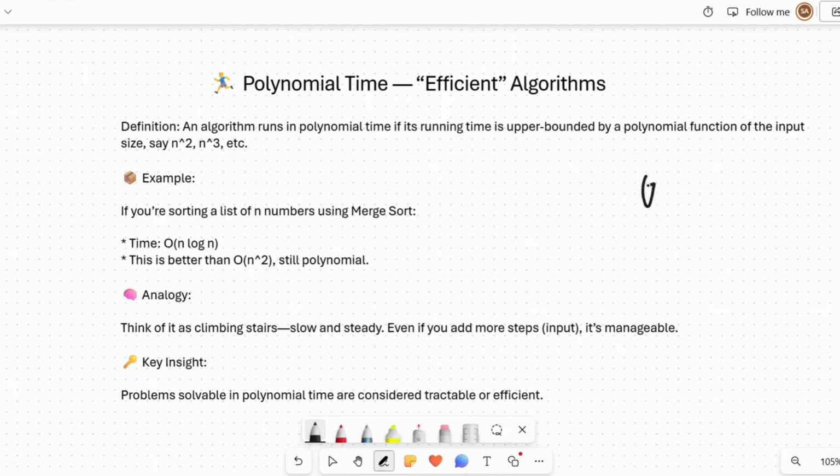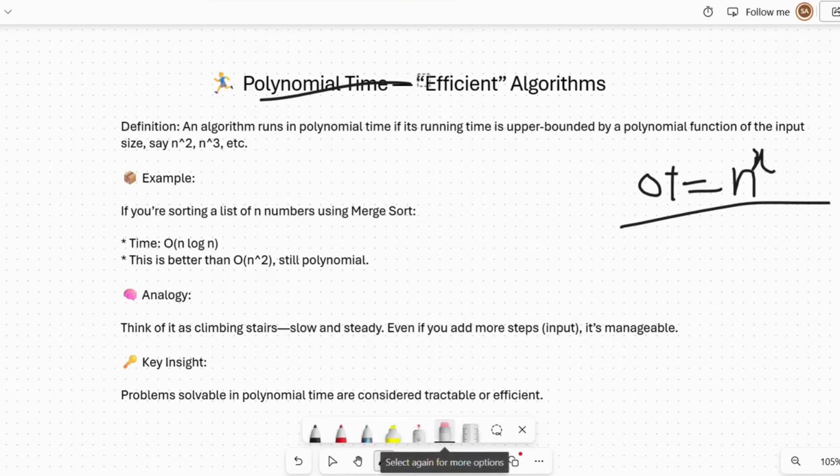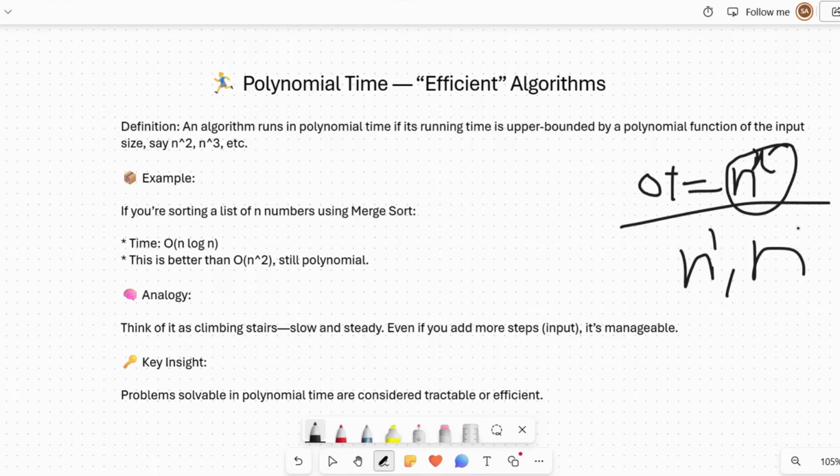So this type of problem is polynomial. You know the term polynomial, what is polynomial? It can be n to the power 1, it can be n to the power 2.